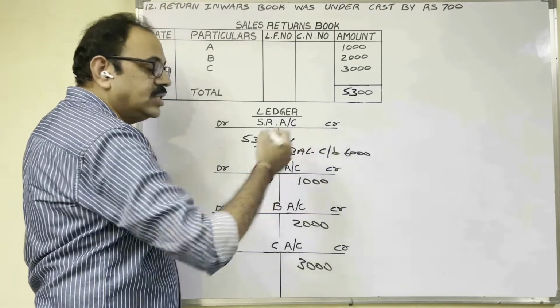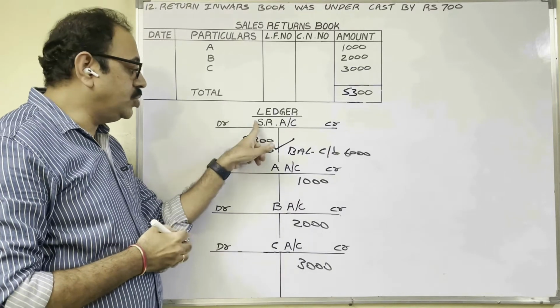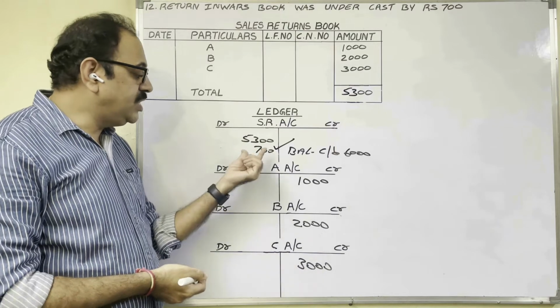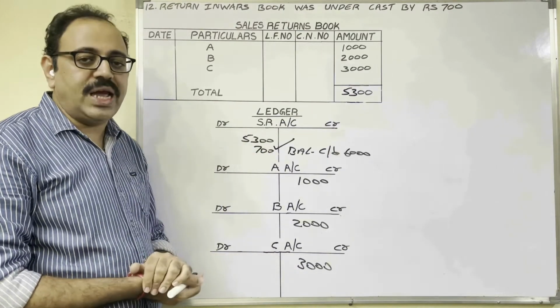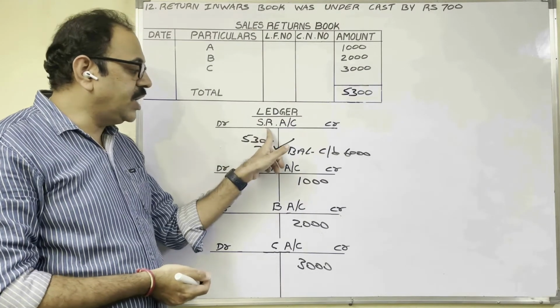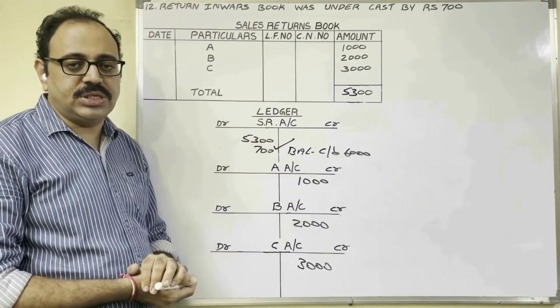Now this is our answer. Sales returns account should be debited with 700 rupees. If this mistake is rectified before preparing trial balance, the sentence we should write is: debit sales returns account with 700 rupees.